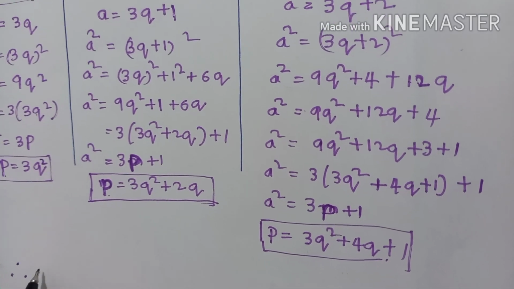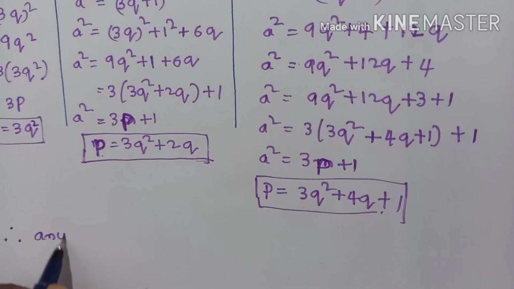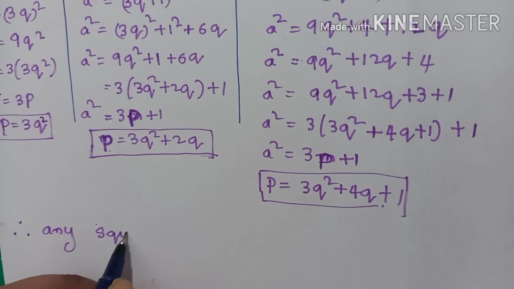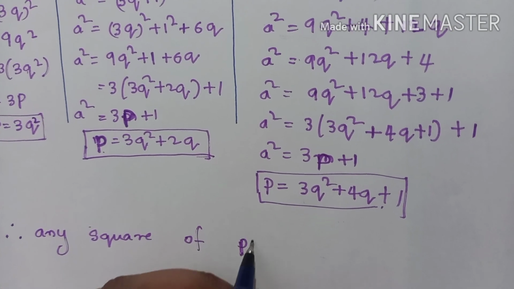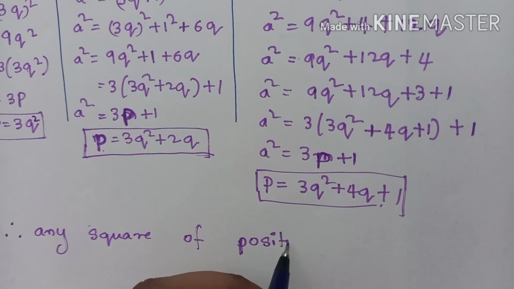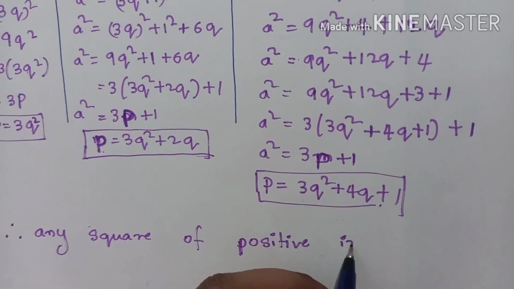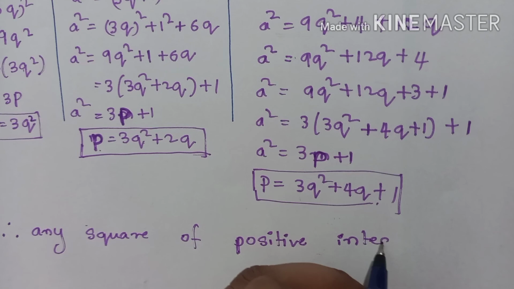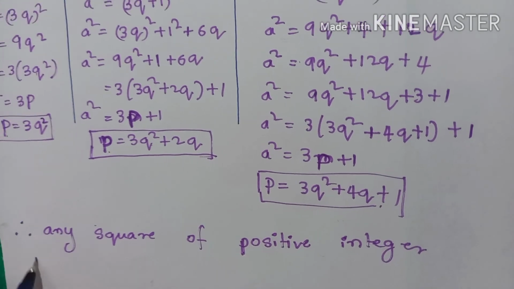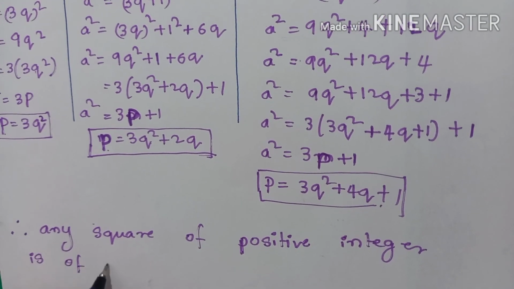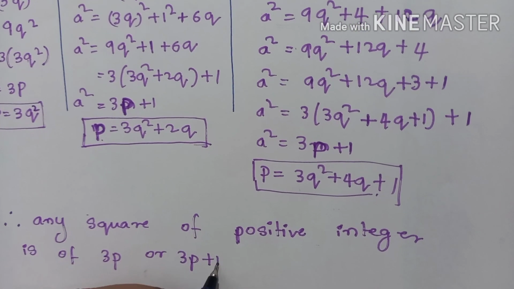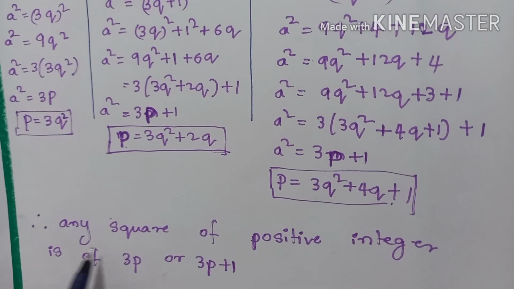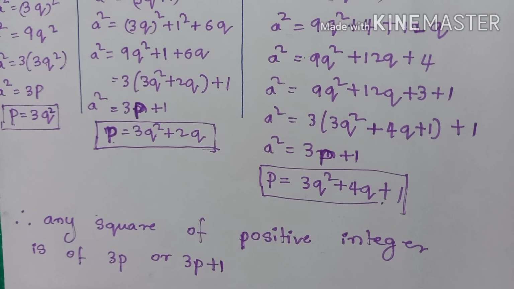So therefore any square of the positive integer is of the form 3p or 3p plus 1, and this is the proof. Don't forget to write the conclusion, and that is the solution.